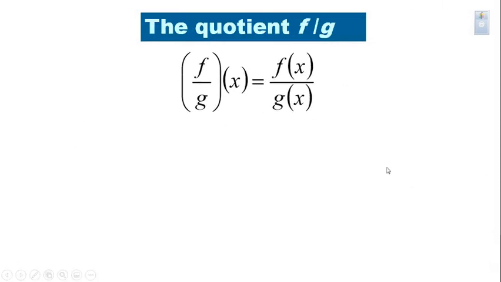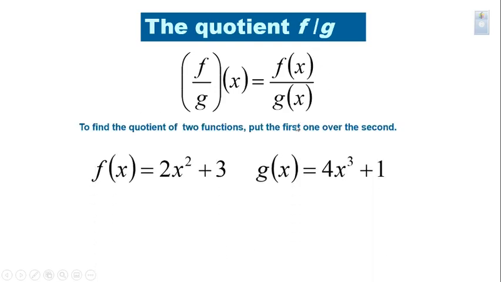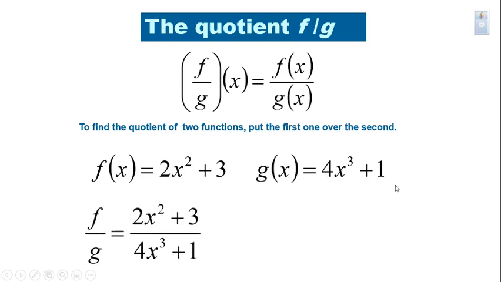Now for division, it's pretty straightforward again. f of x divided by g of x. We simply divide one function by the other. In this case, 2x squared plus 3 over, or divided by, 4x cubed plus 1.